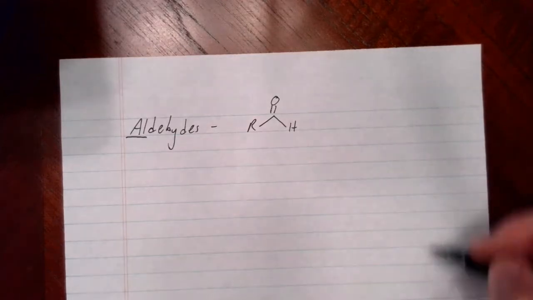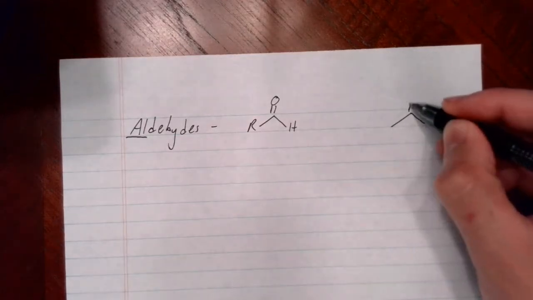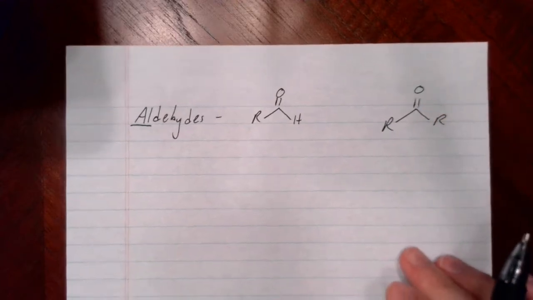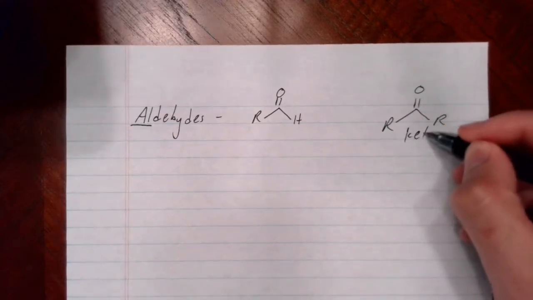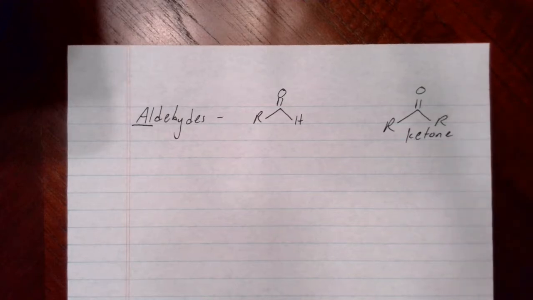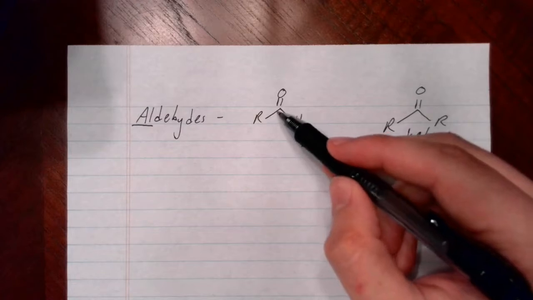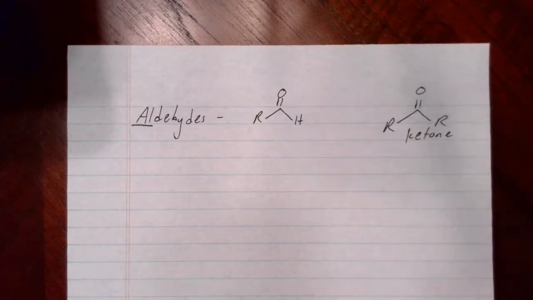If you remember, a ketone looks like this. So you see the difference. I'll label this ketone. The difference between an aldehyde and a ketone is that an aldehyde must have a hydrogen attached to the carbon that is double bonded to the oxygen.